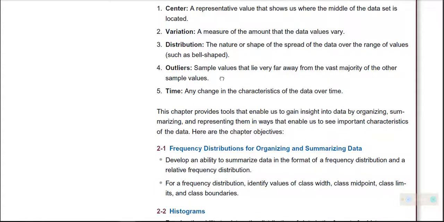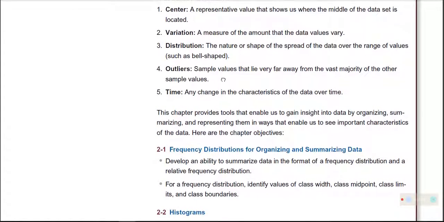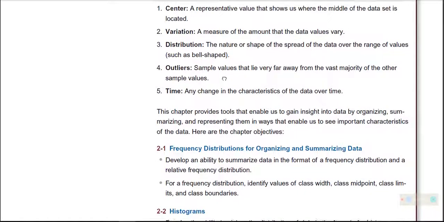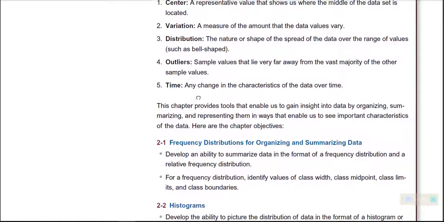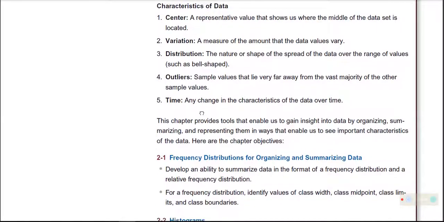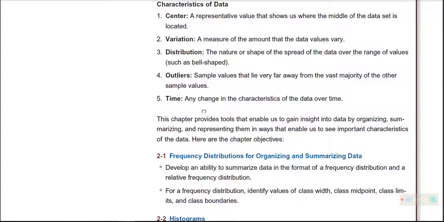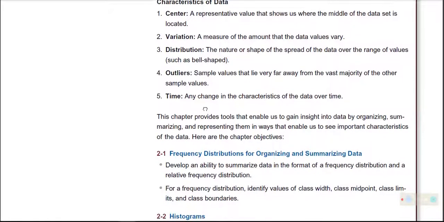Now, let's talk about the distribution. This is the nature or shape of the spread of the data over the range of values, such as bell-shaped. If you still remember, I think we discussed this in your first year. If we have a bell-shaped curve, that means our population is normal. Next, outliers. We mentioned these before. Outliers are extremely high or extremely low values. These are values that differ significantly from the rest of the data set, sample values that lie very far away from the vast majority of the other sample values.